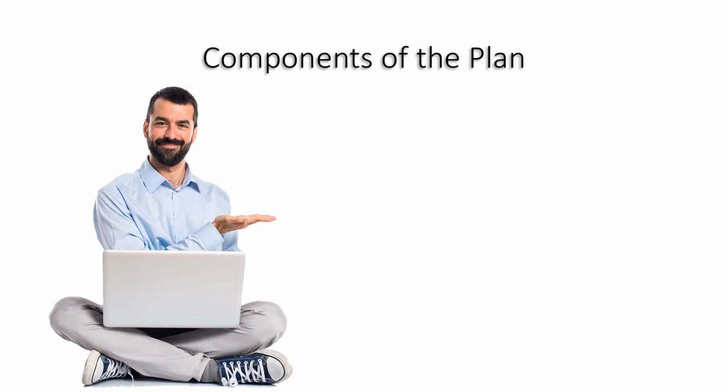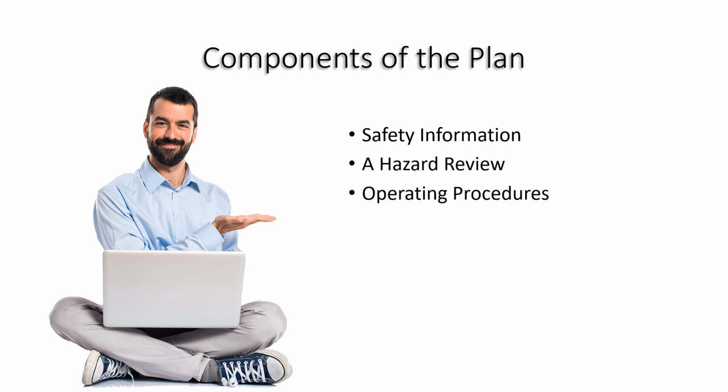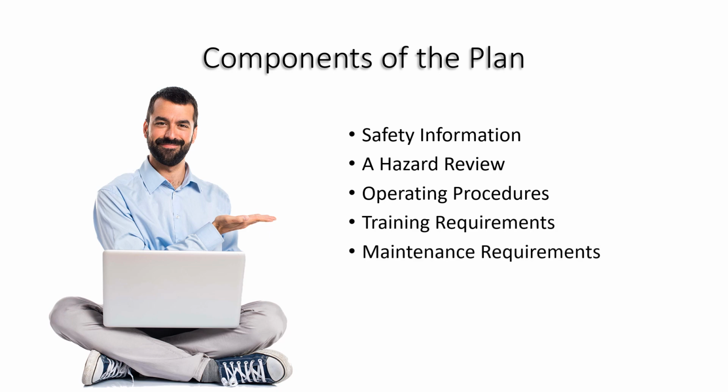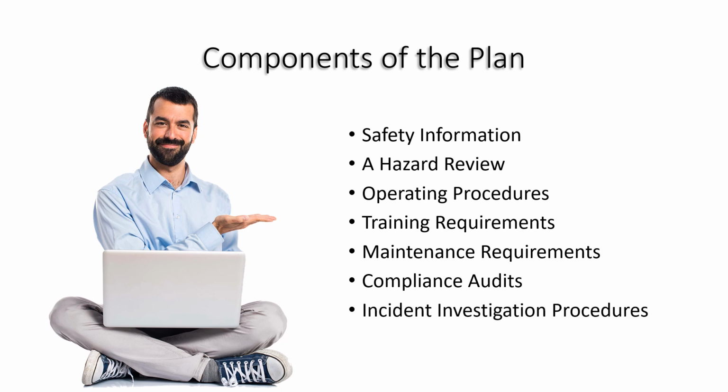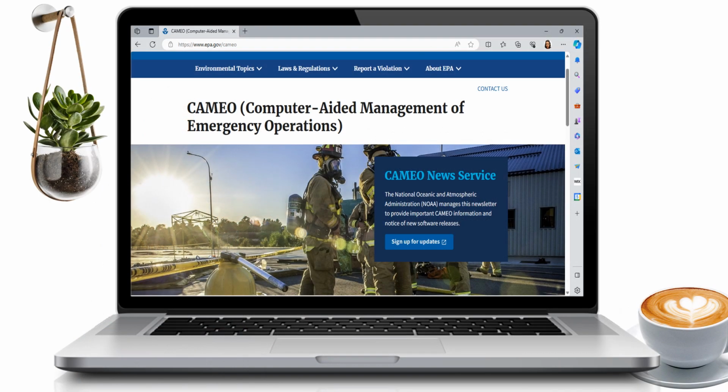Components of your plan include safety information, hazard review, operating procedures, training requirements, maintenance requirements, compliance audits, and incident investigation. It's also important to remember that facilities are required to submit revised RMPs every 5 years after their initial submission. A big component of your RMP will be to generate threat zones under various scenarios.